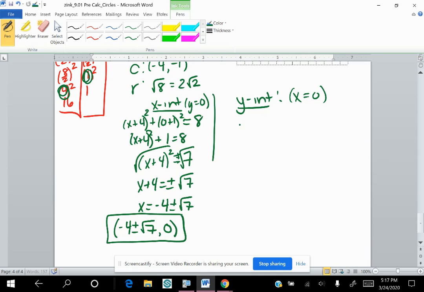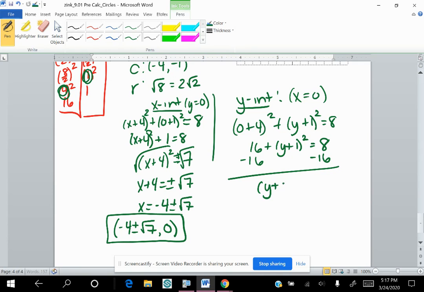Y-intercept is where x equals 0. So this time I'm going to put 0 in for x and leave my y. So 4 squared is 16 plus y plus 1 squared. Subtract over our 16. Gives us -8. Take the square root. Uh-oh. When we take the square root, it gives us an imaginary number. It gives us 2i rad 2.